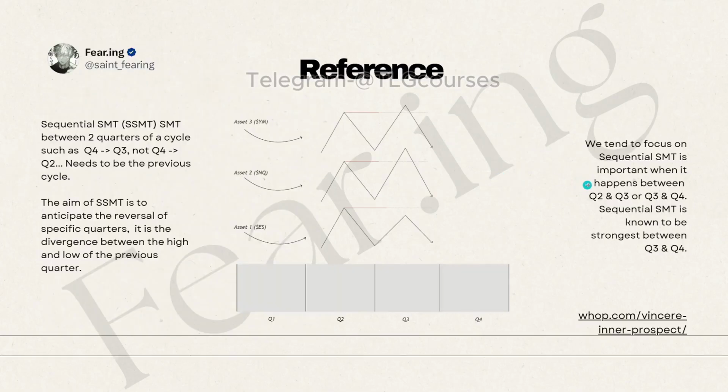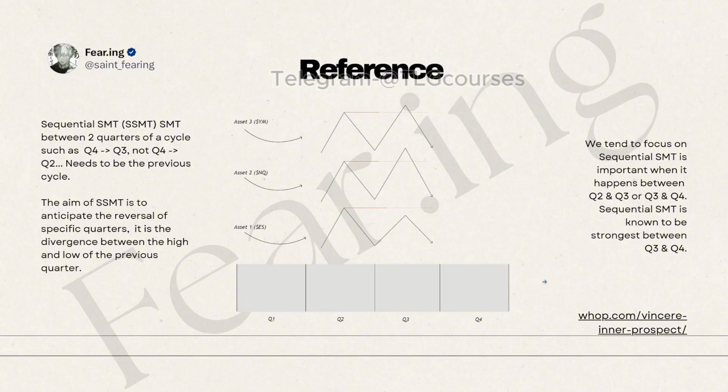So, what is sequential SMT? Sequential SMT is SMT between 2 quarters of a cycle, such as a 90-minute cycle, daily cycle, weekly cycle, monthly cycle, and so on. It is the SMT with back-to-back quarters. So Q4 SMT with Q3, Q3 SMT with Q2, Q2 SMT with Q1, and then at the start of the new quarter, it would be Q1 SMT with Q4. It wouldn't be Q4 all the way to the previous Q1, it would be Q4 to the new Q1. So hopefully that makes sense.